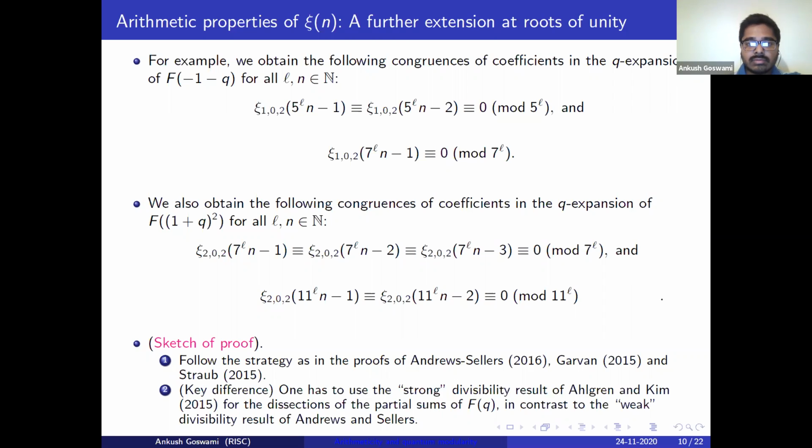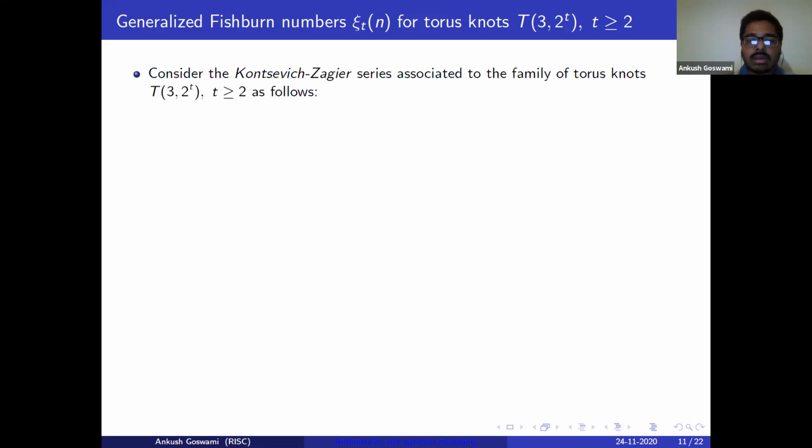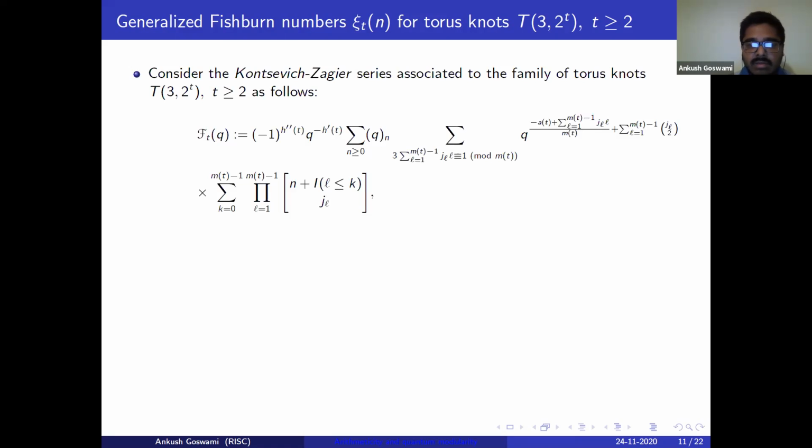Okay, so all right, now we can discuss the generalized Fishburn numbers for the family of torus knots T(3, 2^t), where t is greater than or equal to 2. In order to do so, we have to consider the Kontsevich-Zagier series associated to the family of torus knots, the same family of torus knots that we saw earlier, and it is defined by this function. So you consider F_t(q), which is defined by this expression on the right hand side.